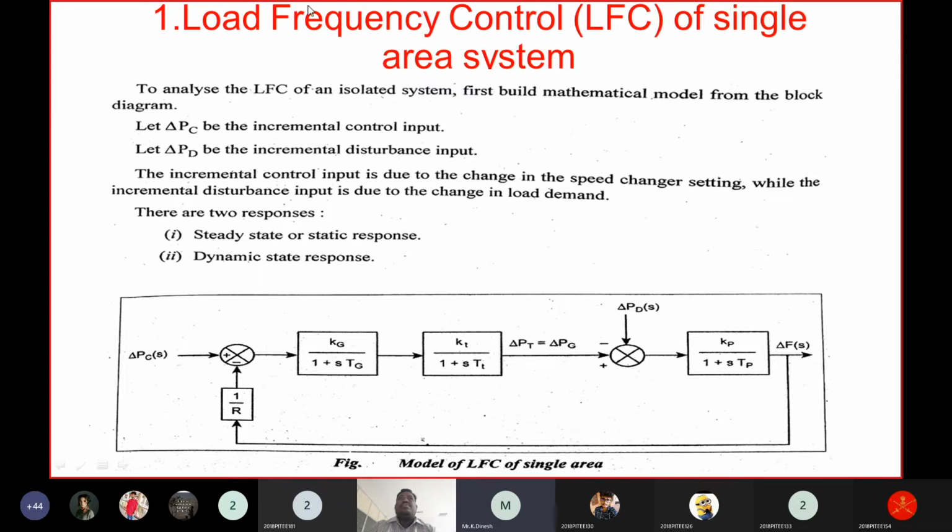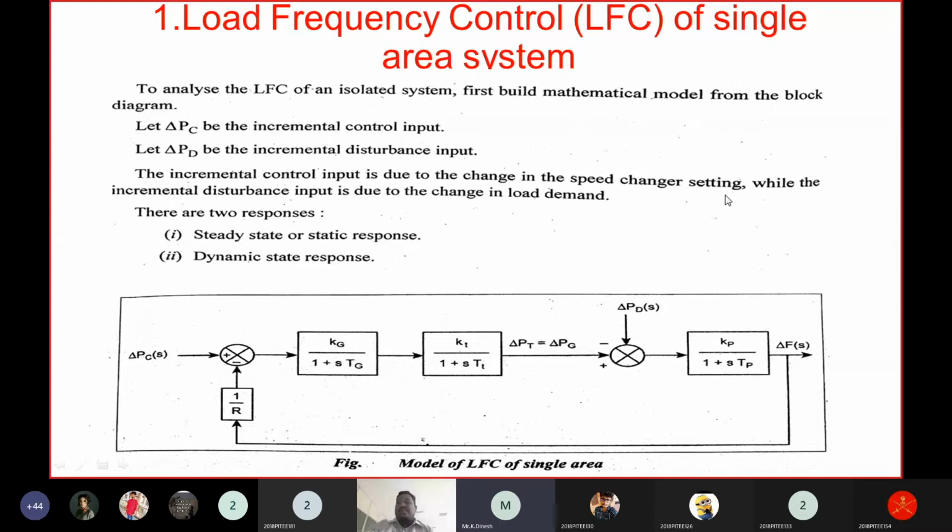First topic, number 2, is frequency control of a single area system. The main intention of the topic is to analyze the LFC of an isolated system and build a mathematical model from the block diagram. Here the terms we should utilize in the control system are del PC, the incremental control input, and del PD, the incremental disturbance input.